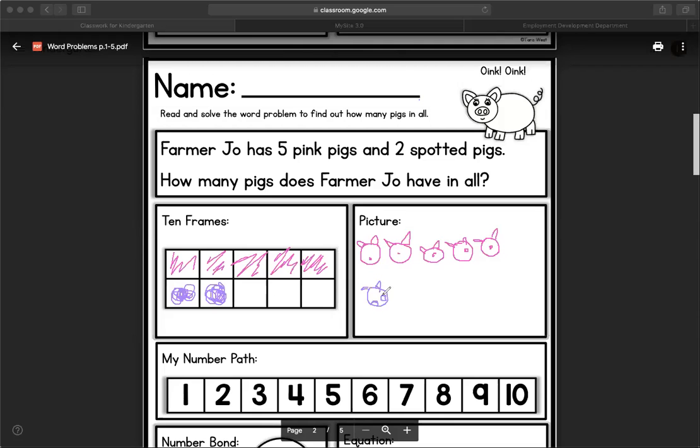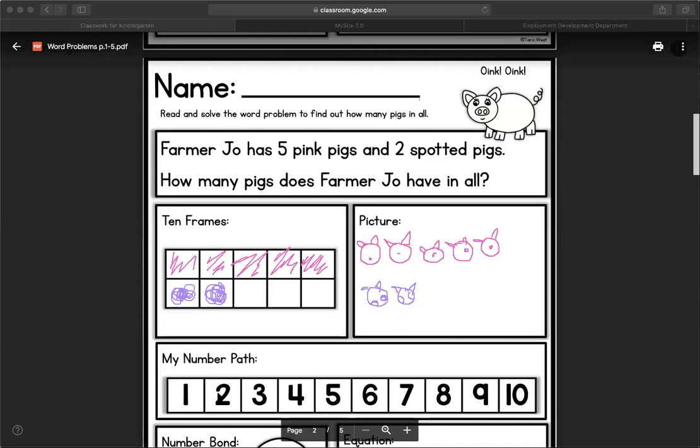And then, because it's 2, right? I'll do some colors, but here you go. You want to give your other pigs a face. Just a face. So we have used our 10 frames and shaded in 5 pink pigs and shaded in 2 spotted pigs. Then we did our picture method, which we drew 5 pigs and 2 spotted pigs.